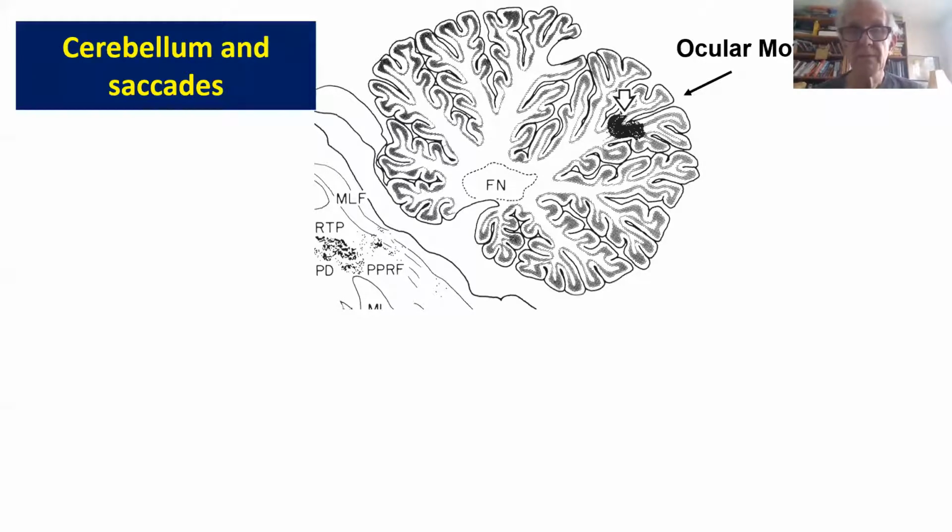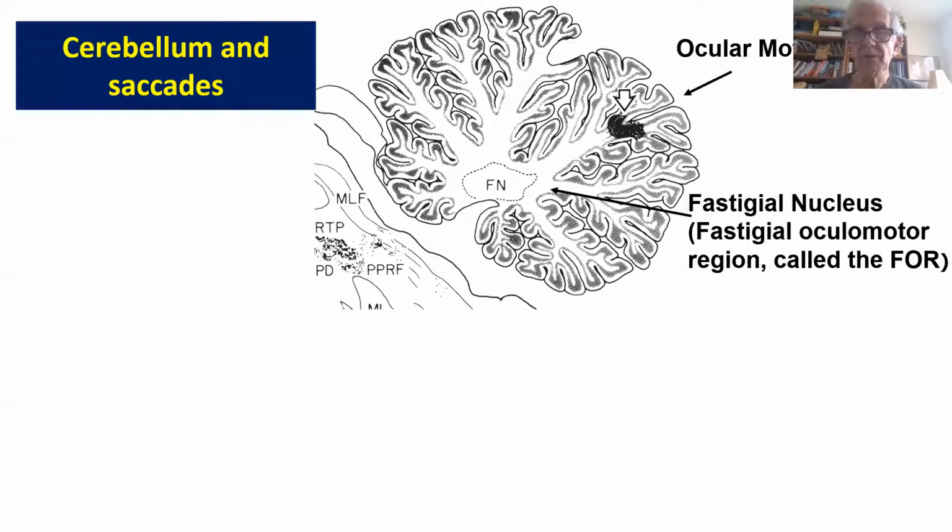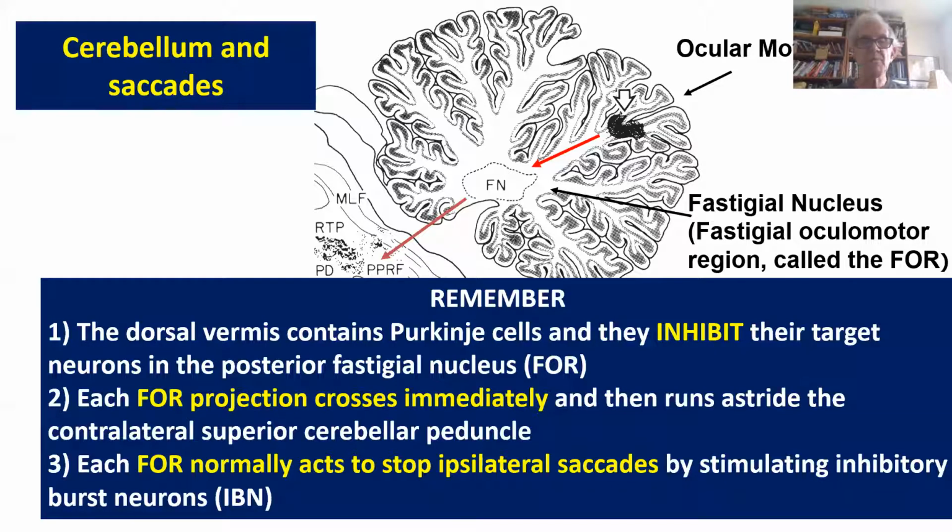So the vermis, the fastigial nucleus, or the fastigial ocular motor region, and the fastigial nucleus projects to the reticular formation, the PPRF for horizontal and the riMLF for vertical movements. So remember a few key points.